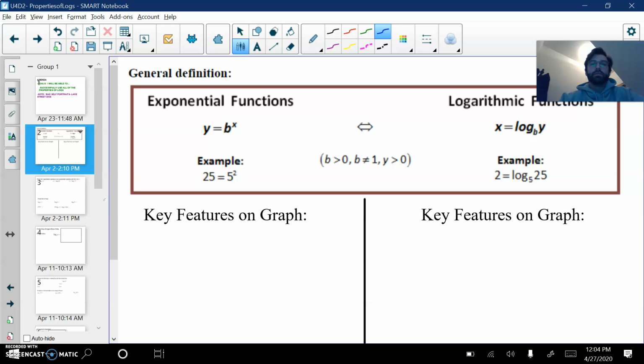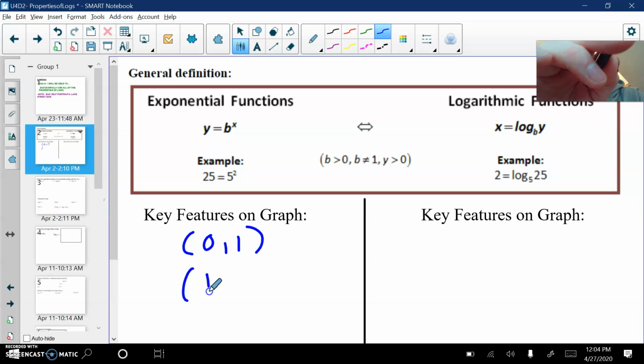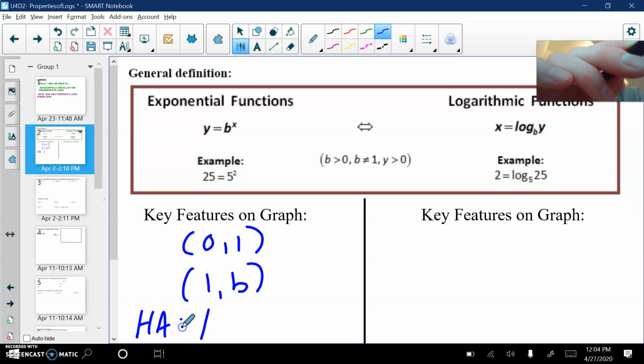Let's talk about exponential functions. So our last lesson was all about our exponential graph and shifting our exponential graph. Remember our key features. Our key points were (0, 1), (1, whatever our base was), and then our horizontal asymptote was y equals 0, and that changed based on our vertical and horizontal shift.